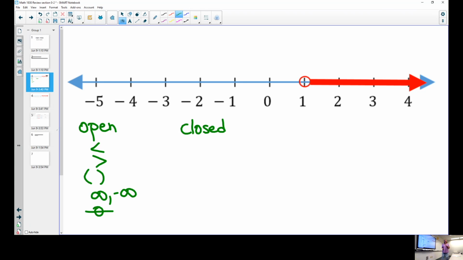For those of you old enough, MC Hammer's "You can't touch this." You cannot touch the 1 because it's not part of your interval, so therefore it is open. You can't touch it, it stays open. The same thing with infinity. Infinity is out here. Positive infinity is always to the right. Negative infinity is always somewhere off to the left, and you can't touch those. They are impossible to touch. They are in the open side.